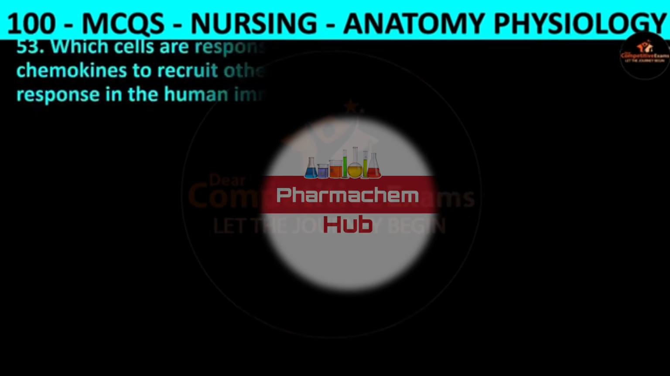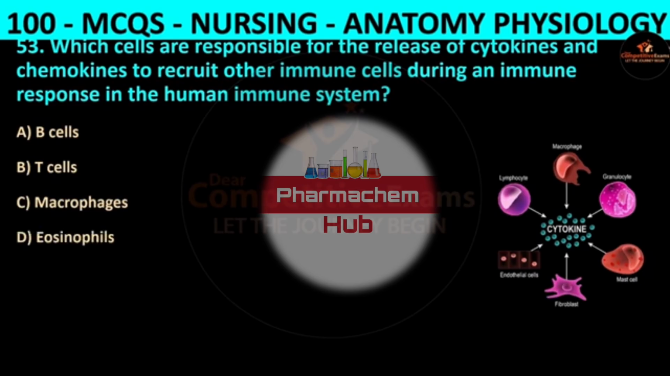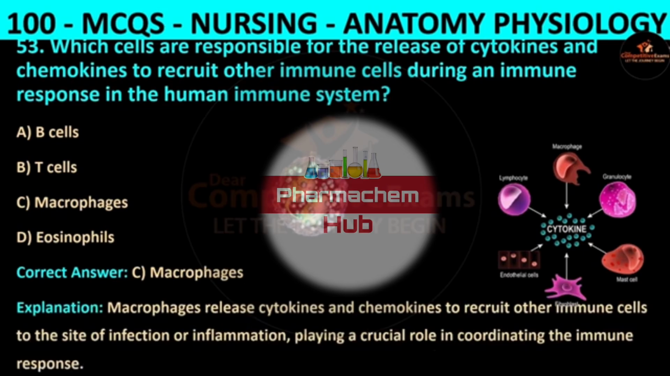Question number 53. Which cells are responsible for the release of cytokines and chemokines to recruit other immune cells during an immune response in the human immune system? Your options are B cells, T cells, macrophages, or eosinophils. The correct answer is C, that is macrophages. Macrophages release cytokines and chemokines to recruit other immune cells to the site of infection or inflammation, playing a crucial role in coordinating the immune response.